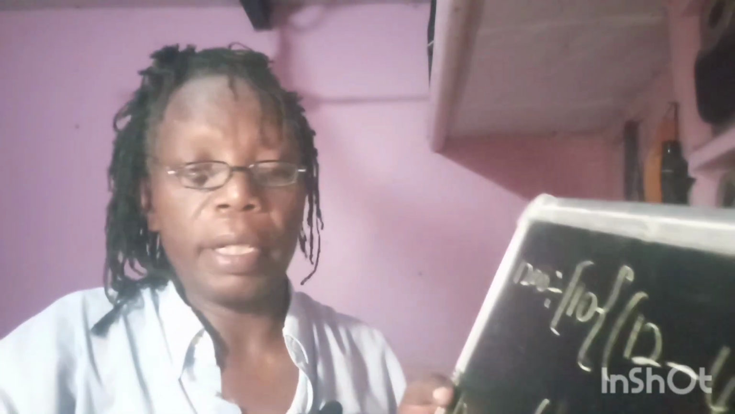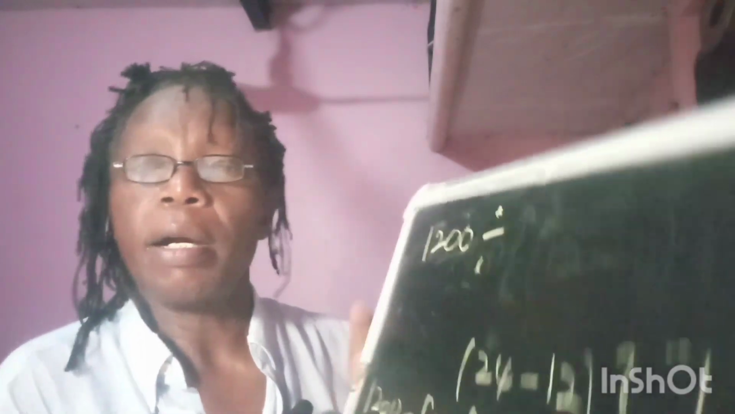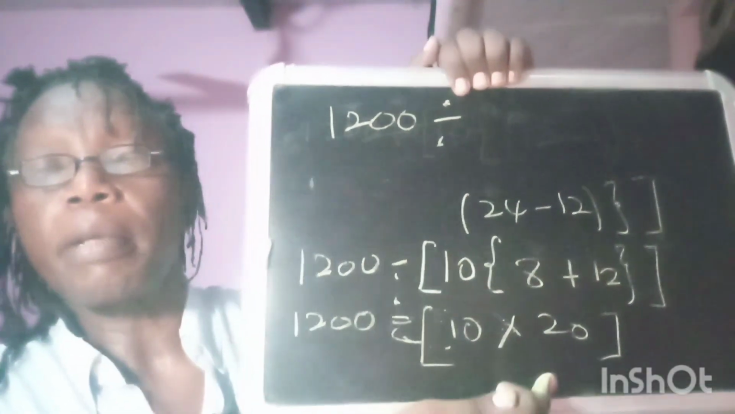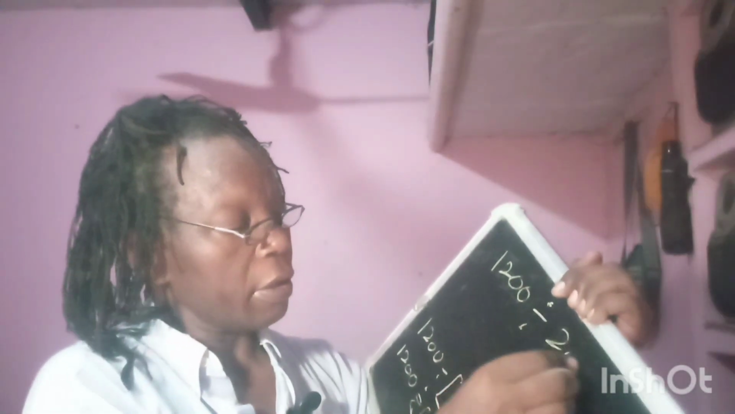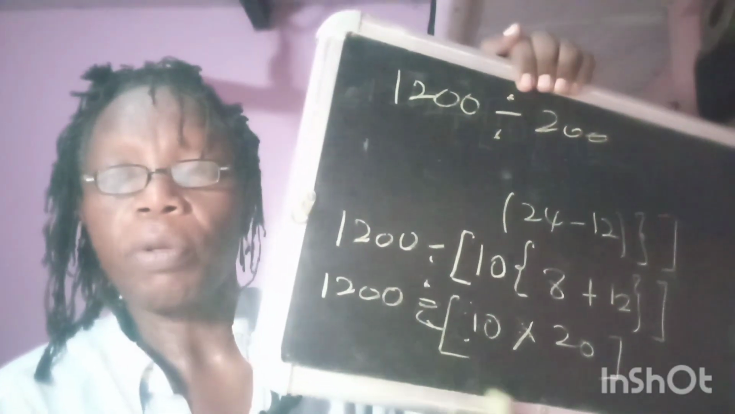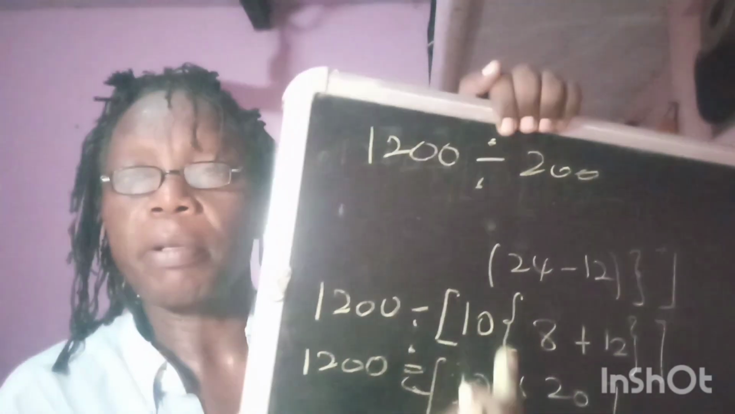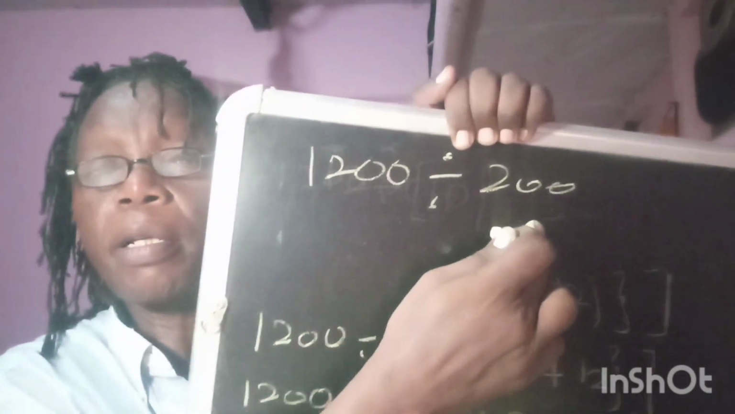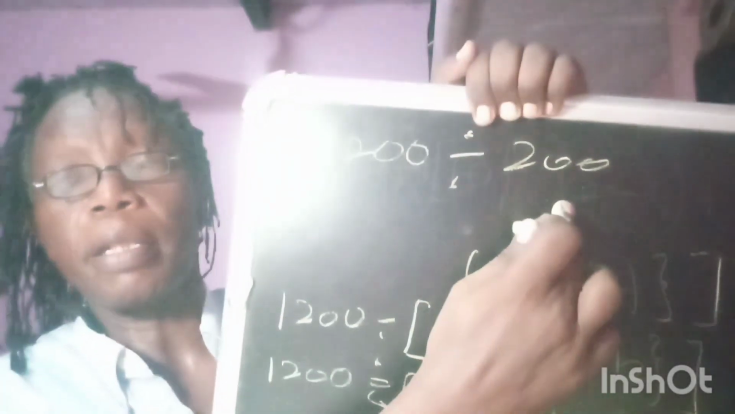So I'm running out of space. I'm gonna clean up here where I started from, and we continue. Just let's continue with the maths. So we have 1200 divided by 10 times this, which is 200. Now this is final, because now also the square bracket will disappear, which is the last priority. So we have 1200 divided by 200, just like that.